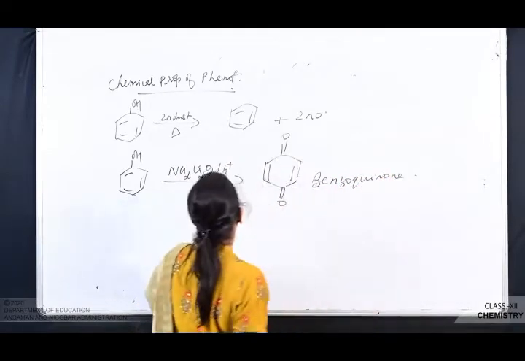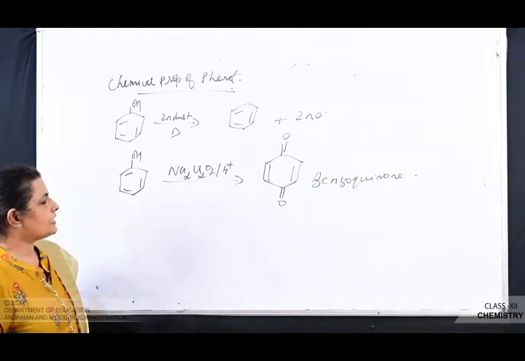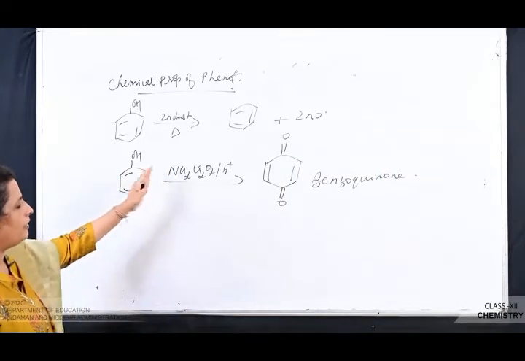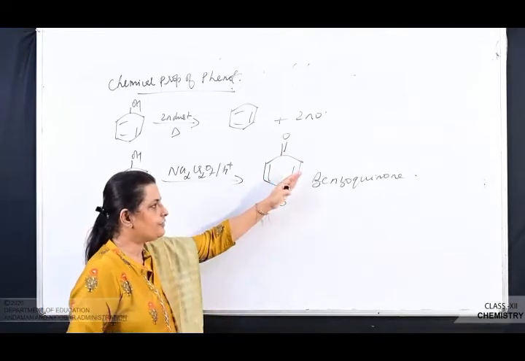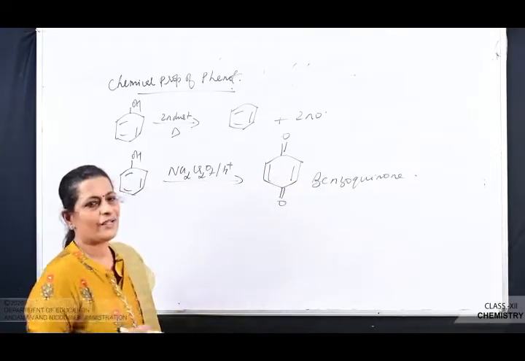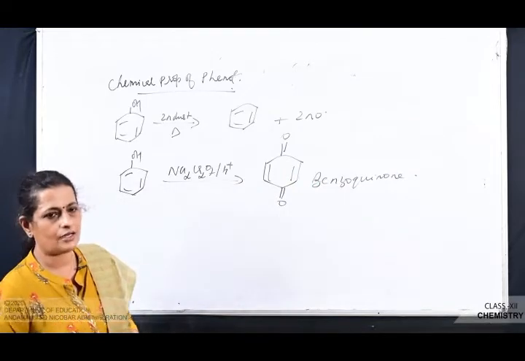Okay. So phenol when heated with zinc dust gives you benzene, and when oxidized with dichromate in presence of an acid, you get a diketone which is known as benzoquinone. Now next is electrophilic substitution reaction in phenol.